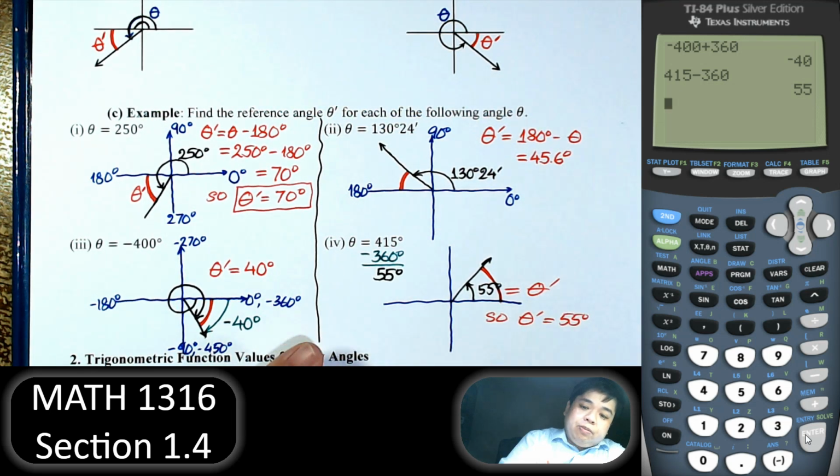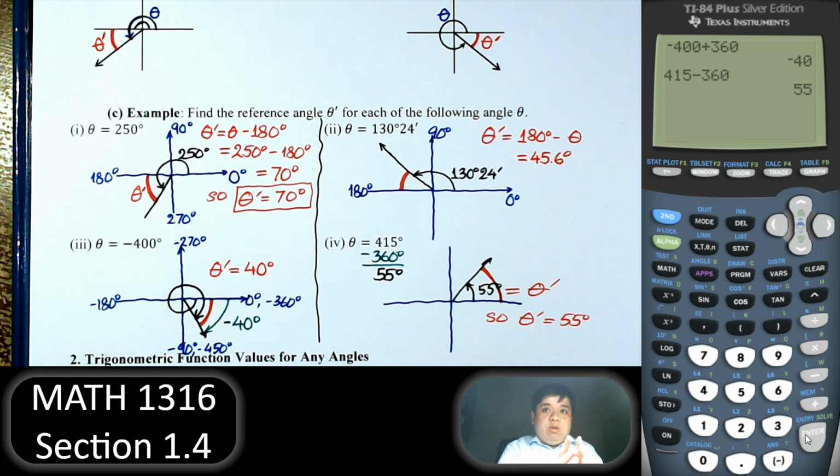So when all fails, just draw the angle out. Draw the angle, the terminal ray, either the positive or negative x-axis, whichever gives us an acute angle. That is the reference angle.